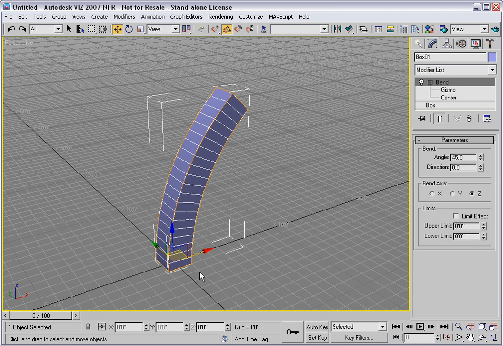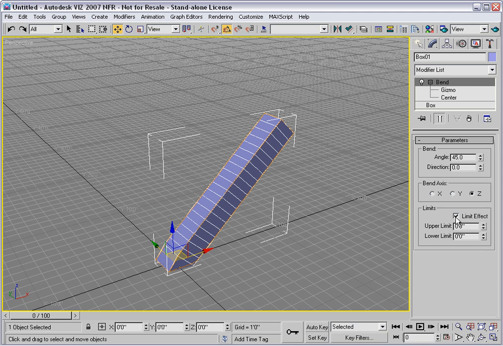Let's say that I'd like the bend to occur in the lower portion of the object. I'll turn on limit effect, and immediately we see a big change. The box is still being bent over at a 45-degree angle, but because I have the upper limit set at 0, the box immediately just goes that direction in a straight line.